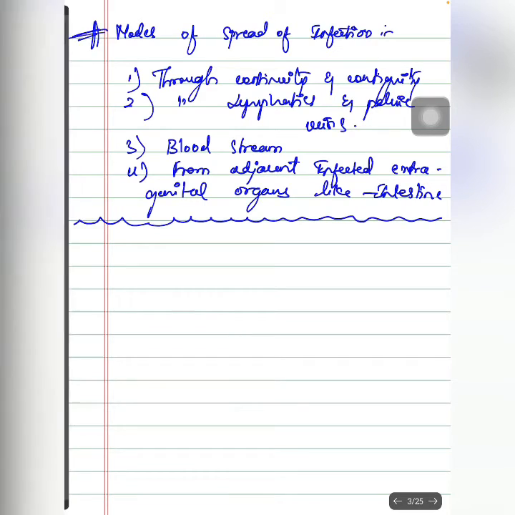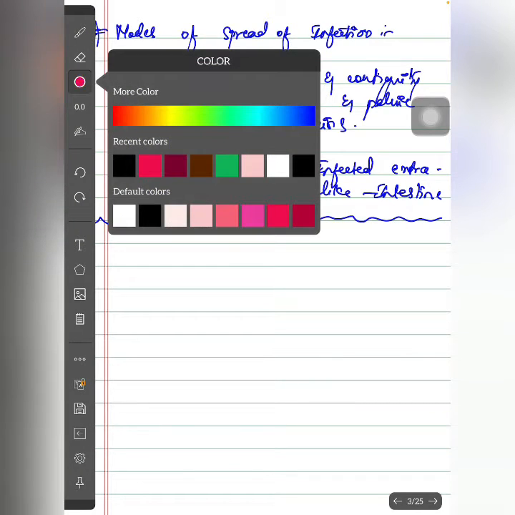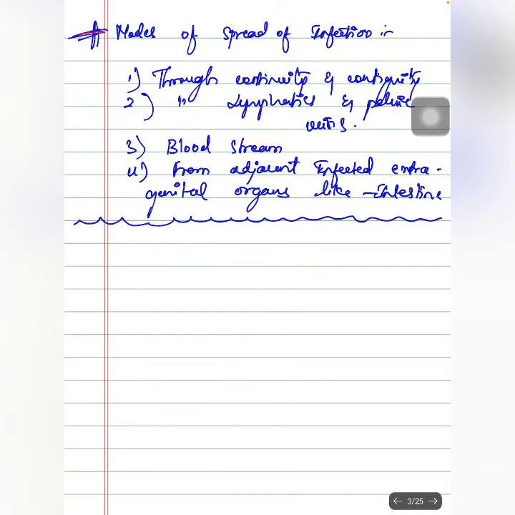So this is the cause. Next we will see the main part of today's class, which is acute pelvic infection.